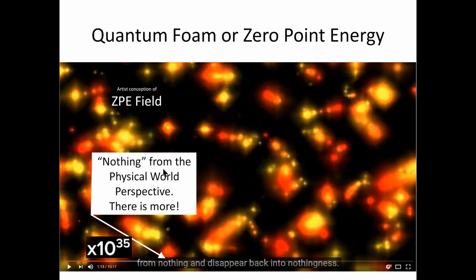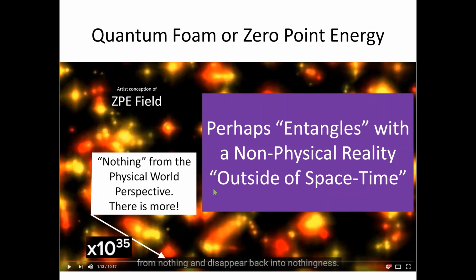Those are the words they use, because from the physical world perspective, they come in and then they disappear. However, from the physical world perspective, we know there's more, and there is more.